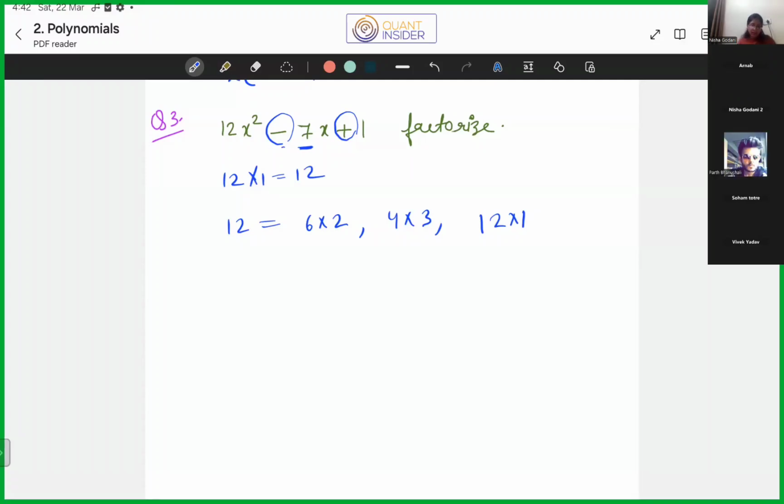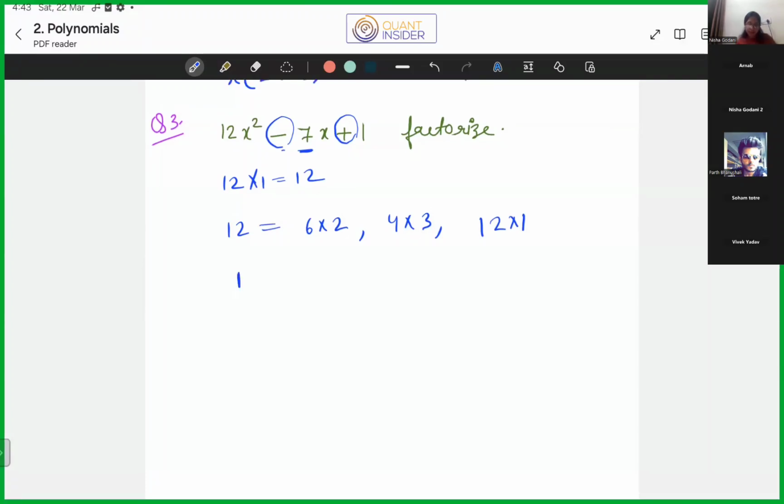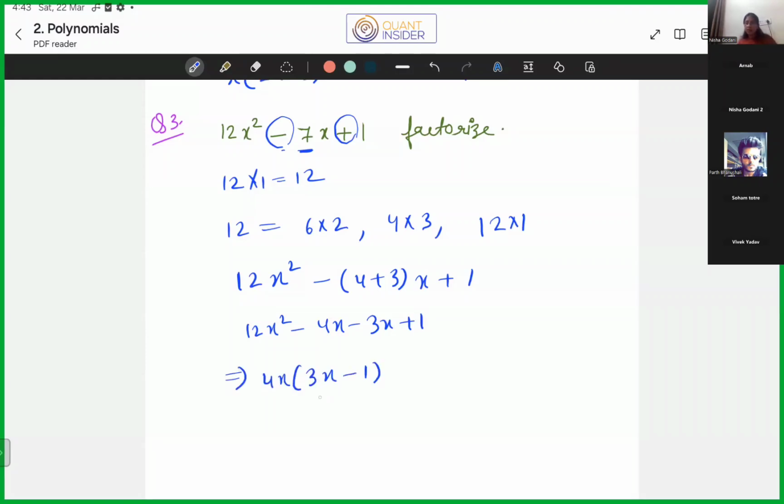4 and 3. Vicky is saying 4 and 3. Yes. So you have 12x square minus 4x minus 3x plus 1. So this gives 4x common. So you have 3x minus 1.